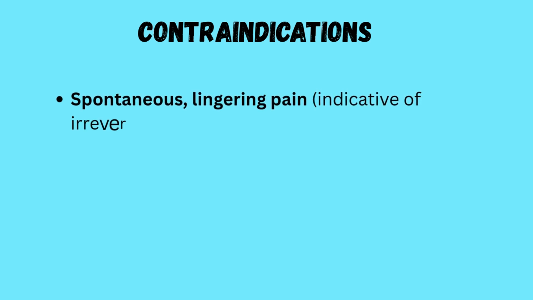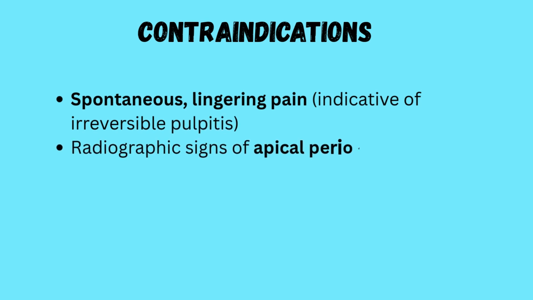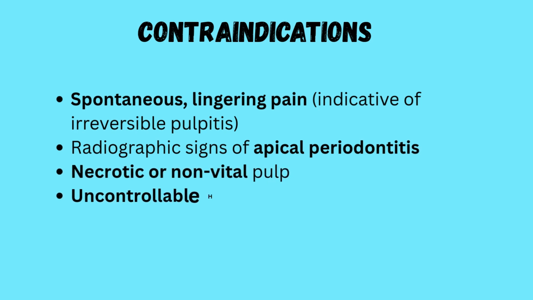Contraindications include the tooth showing signs of irreversible pulpitis, such as spontaneous and lingering pain, and radiographic evidence of apical pathology, non-vital and necrotic pulp, and uncontrolled hemorrhage at the exposure site. If the tooth is showing these signs, endodontic intervention is the right treatment of choice.